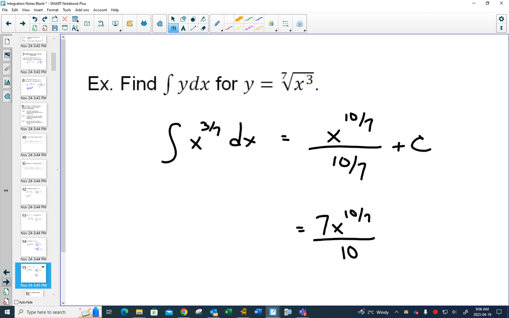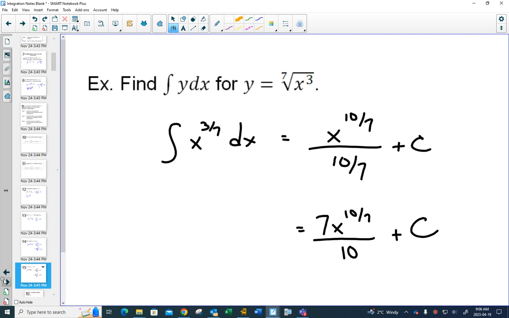Because you're dividing by a fraction, you can multiply by the reciprocal, and you would get 7x to the 10 over 7, x to the 10/7 over 10 plus c. So now if you could do something in derivatives, and if you think what would it look like to work backwards, you can do it in integrals.